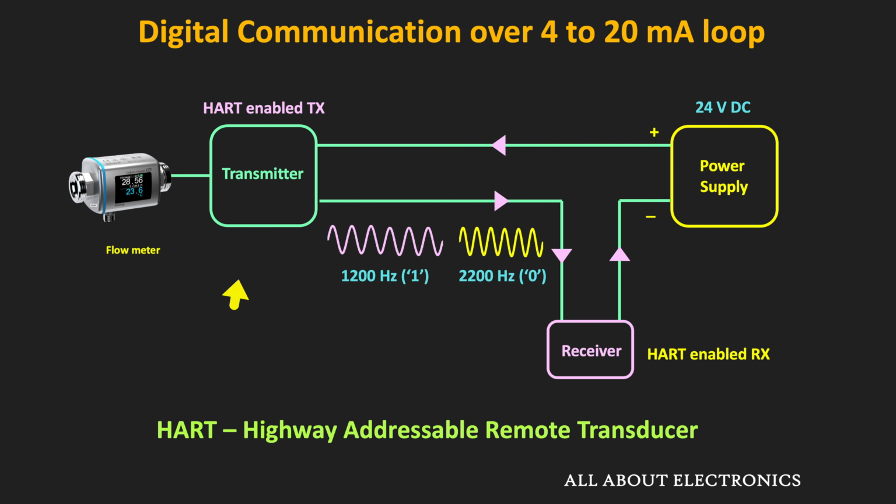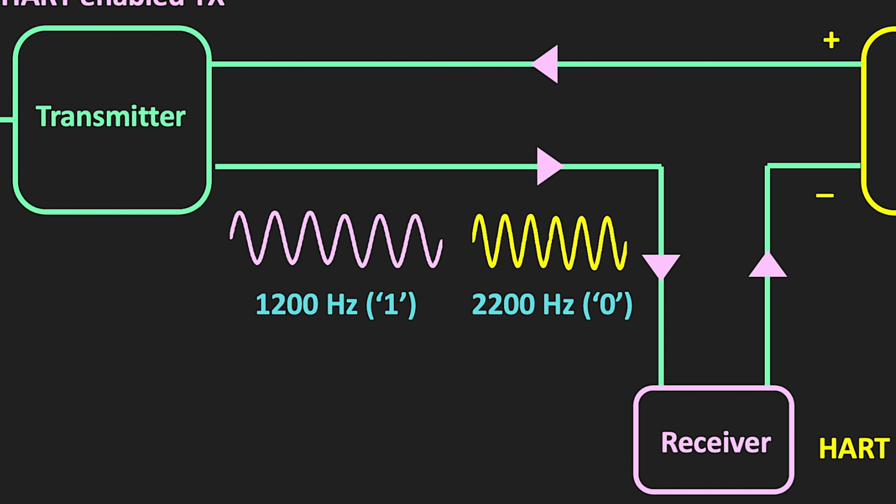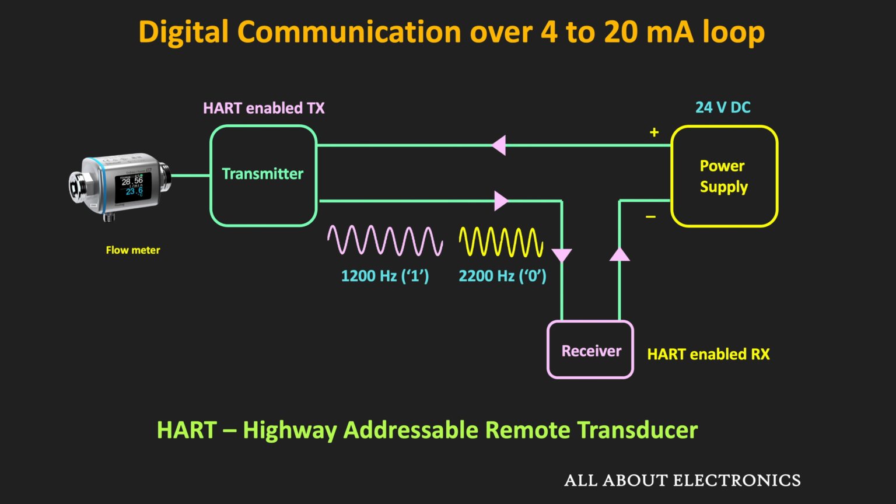And of course, this frequency shift keyed signal is also a current signal. That means this 1 milliampere peak-to-peak current signal is superimposed on top of the 4 to 20 milliampere signal. And at the receiver, both digital and the analog signals are separated, and both of them can be treated separately.